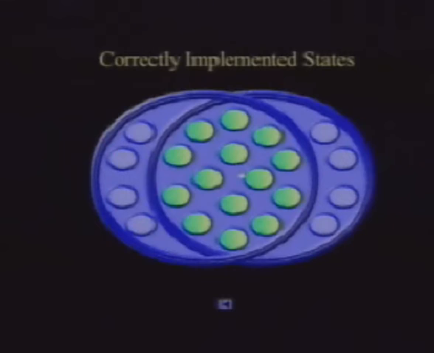So let's picture one of these circles as being the software that you wanted to write. And if you wrote that software with that state space, it would be correct. And the other circle is the software that the developers actually wrote. You end up with three different state spaces. You end up with the correctly implemented states.